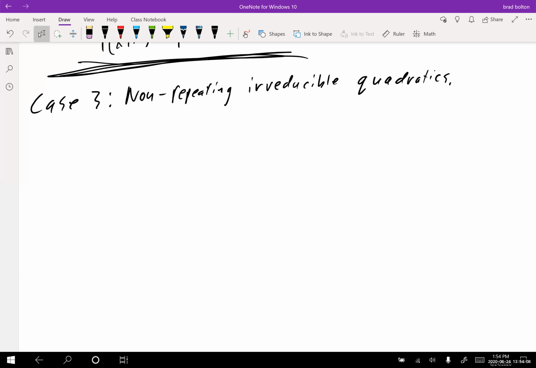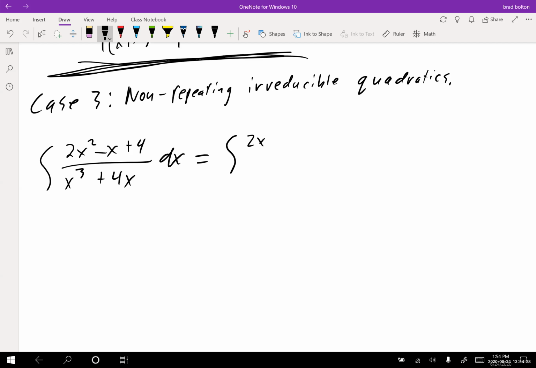So let's look at this guy. We have the integral of (2x squared minus x plus 4) all over (x cubed plus 4x) dx. The first thing is you notice it's not in factored form, so sometimes you have to do that yourself. So this will become (2x squared minus x plus 4) all over x times (x squared plus 4).